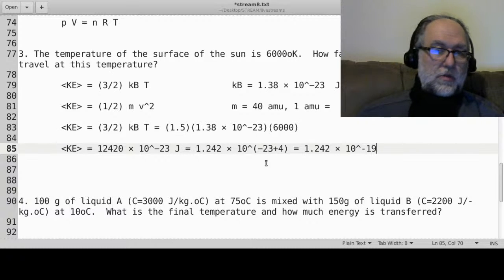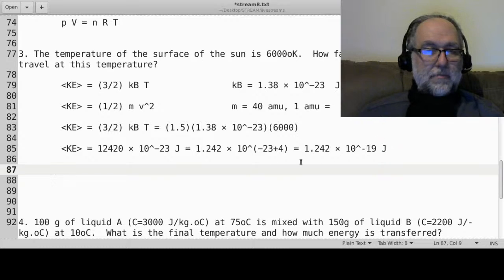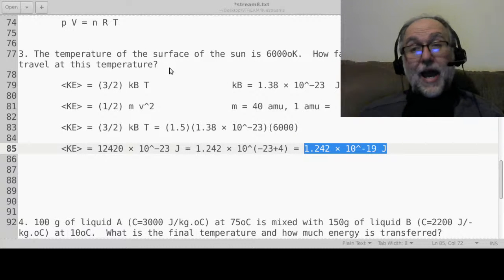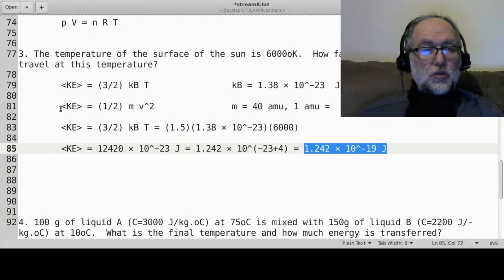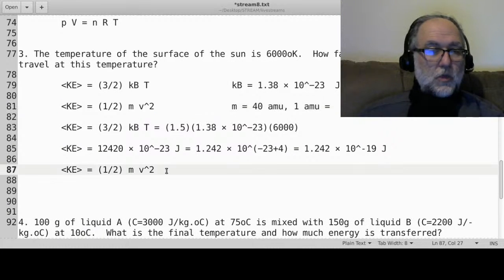Okay, so there we go. That's the number of joules for one atom, right there. That's the energy on average for one argon atom at the surface of the sun, 6,000 degrees Kelvin. Okay, now let's convert that to a speed using this equation.